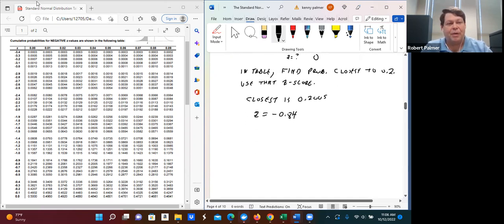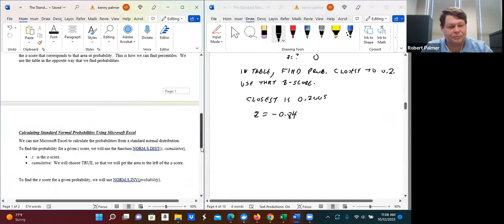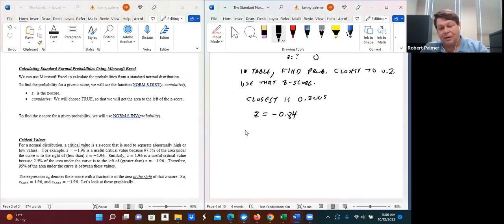So let's actually go back to here. It was asked how to do this in Excel. To define the Z-score for a given probability, we'll do this. In Excel, this is going to be NORM.S.INV, since INV is essentially like inverse, going backwards. Then the probability, we're going to use 0.2.